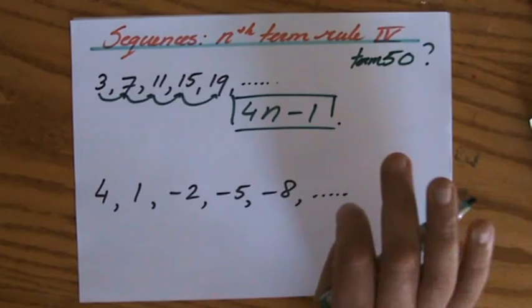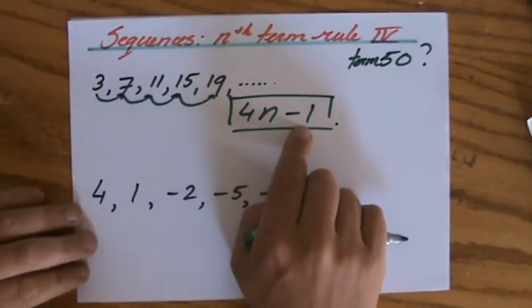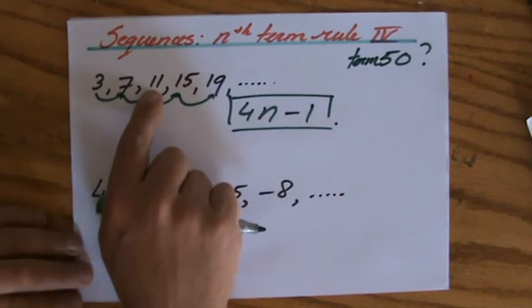Let's say for term 3. So 4 times 3 is 12, minus 1 is 11. 1, 2, 3. Indeed, it is 11.